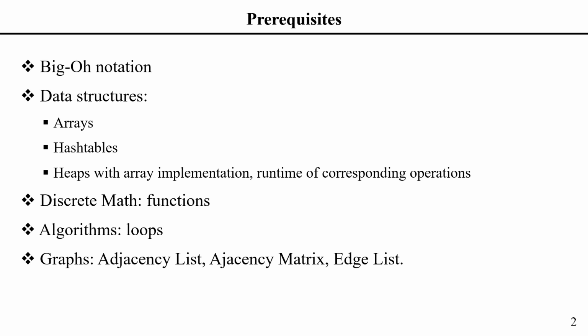First, you need to know the big O notation for runtime analysis. And for data structures, you need to know the basic ones like arrays, hash tables, heaps, and the runtime of their common operations. For discrete math, you need to know basic functions, and for algorithms, you need to know how loops work. And finally, for graphs, you need to know the basic representation of graphs like adjacency list, adjacency matrix, and edge list.